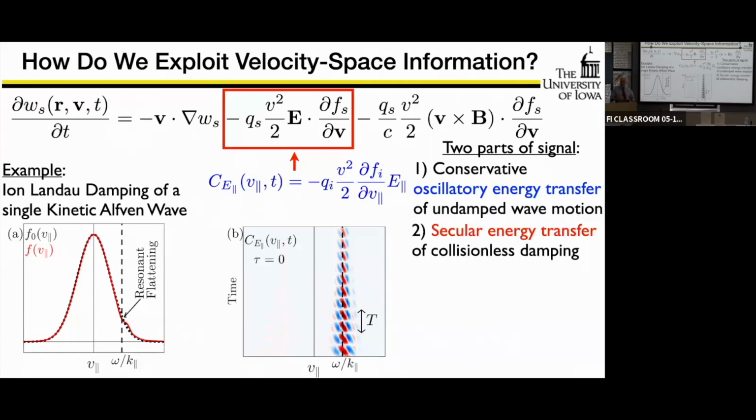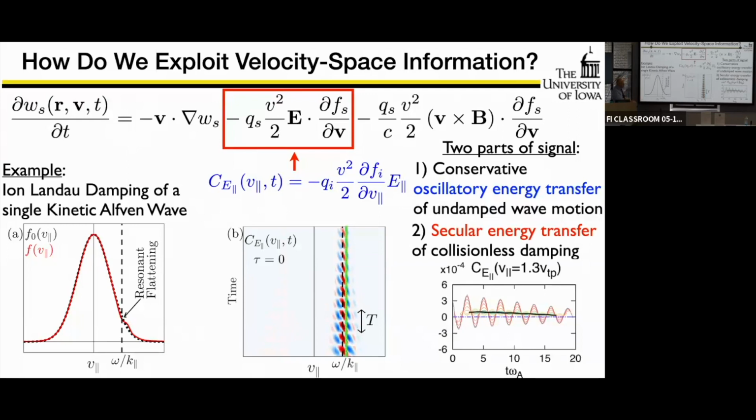But indeed, there's also a second piece, which is the secular energy transfer associated with collisionless damping. So if I take a slice vertically in time, just at one particular velocity, and I plot it as a function of time, I get this function that's oscillating up and down. Well, if I take that oscillating function and average it over a sufficiently long time, it flattens out to something. And although the oscillations are very large, the net average of that is not zero. And that's the secular energy transfer. That's the net transfer of energy to the particles that's associated with damping the wave. And it's changing the particle energy.